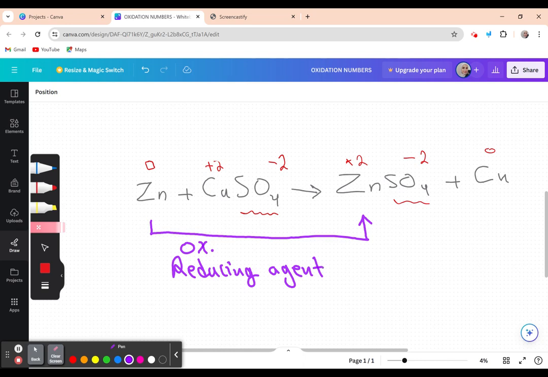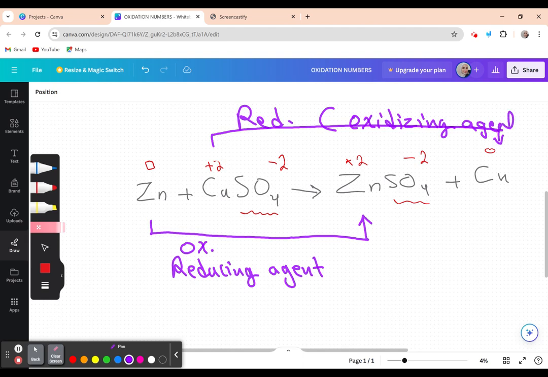And what happens on it? Oxidation happens on it. Cu was +2 and it decreases to 0. So this is reduction, or we can call it the oxidizing agent. This is the whole idea. Now let's move to another example.